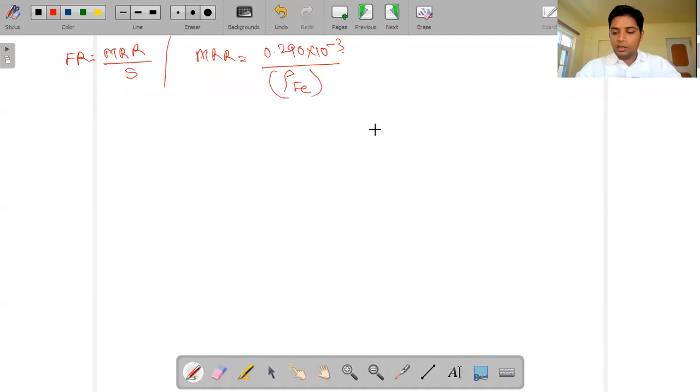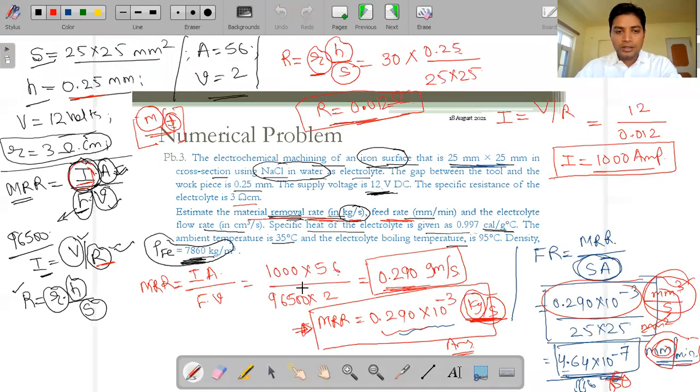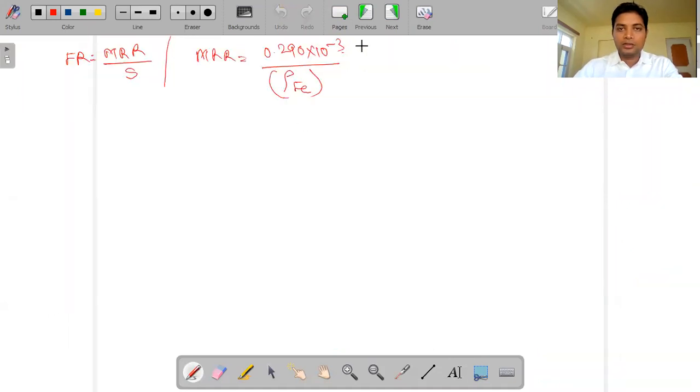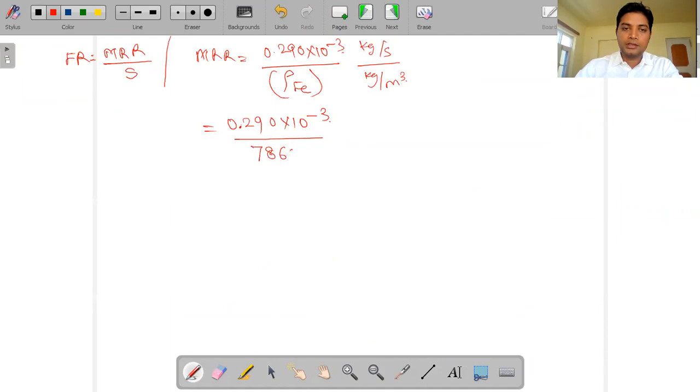Now iron rho is how much? This is given to you, guys: that is 7860. The MRR is in kg per second and the density is in kg per meter cube. So this is 0.290 into 10 raised to the power minus 3 upon 7860. Whatever value you get will be in meter cube per second.